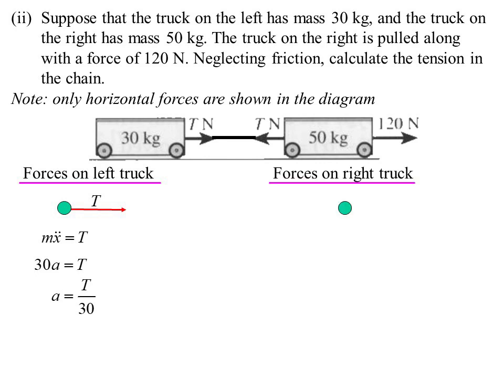Let's have a look at the forces on the right truck. On the right truck, it also has tension, and it's got to be the same value. Because if the string, or in this case the chain, is tight, then it must have the same tension. If they differed, then it would go slack, because one would be less than the other. So you wouldn't have a tight string, or a tight chain in this case. It also has its force of 120 going to the right.